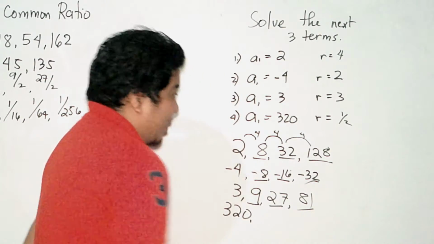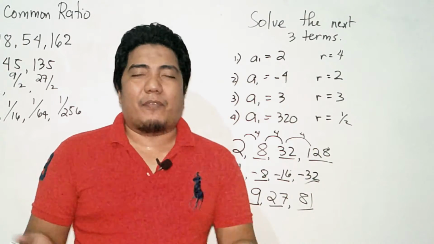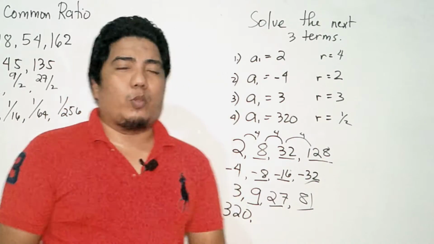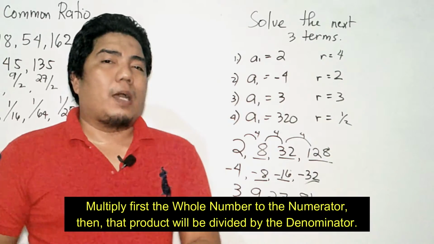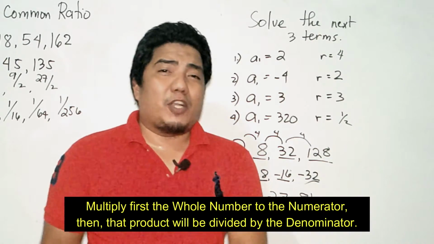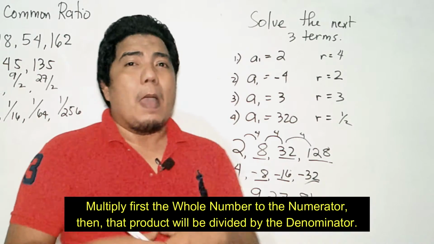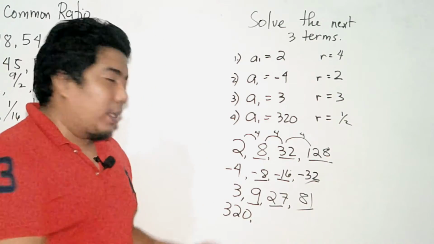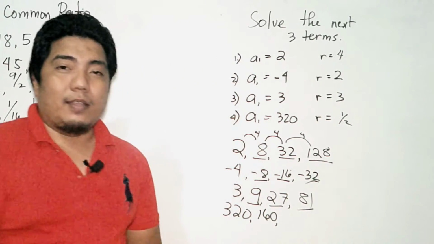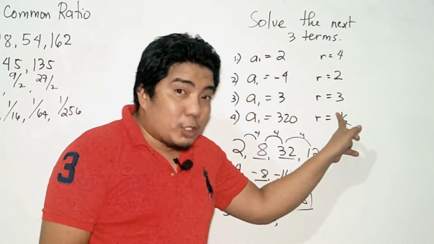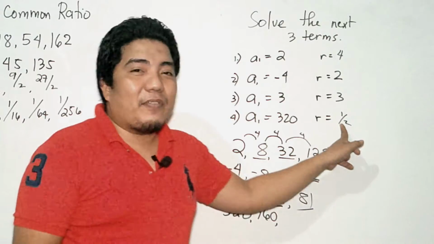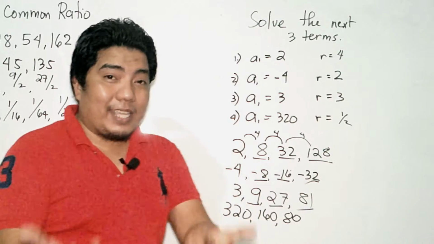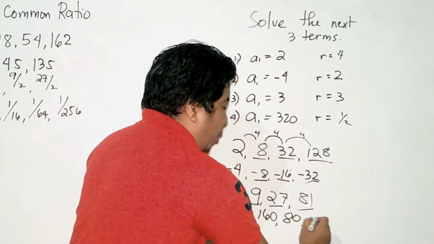Okay. Now this is the tricky part. We have here 1/2. Sir Ash, we have here 1/2. How do we use 1/2 as our multiplier for 320? Now remember, in multiplying a whole number by a fraction, that whole number will be first multiplied to the numerator, then will be divided by the denominator. So 320 times 1, 320, divided by 2, that is 160. Next, 160 times 1, that is still 160, divided by 2, that is 80. 80 times 1, that is 80, divided by 2, that is 40.